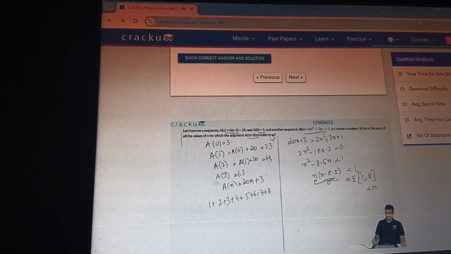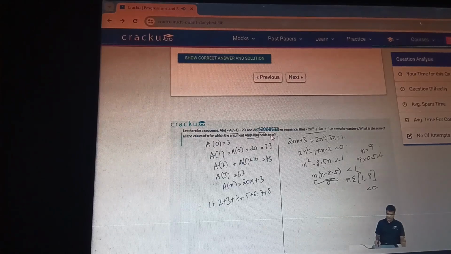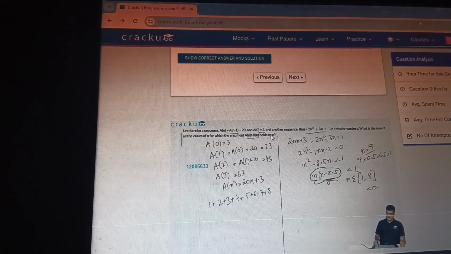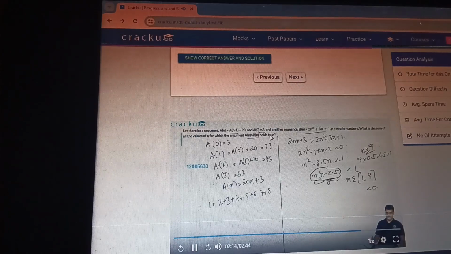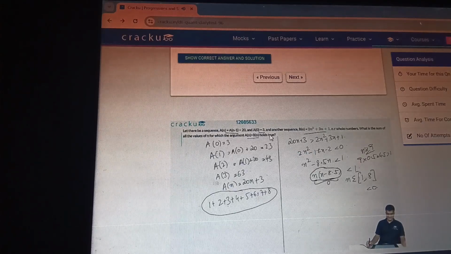Now when n becomes equal to 9, what is the value of n into n minus 8.5? That will be equal to 9 into 0.5, which is equal to 4.5, which is greater than 1. So this doesn't satisfy the given inequality. Similarly, as n keeps on increasing from 9 to 10 and so on, the product n into n minus 8.5 will also continue to increase. Therefore, for values of n greater than or equal to 9, this inequality is not satisfied. So the only numbers for which the given inequality is satisfied are from 1 to 8.